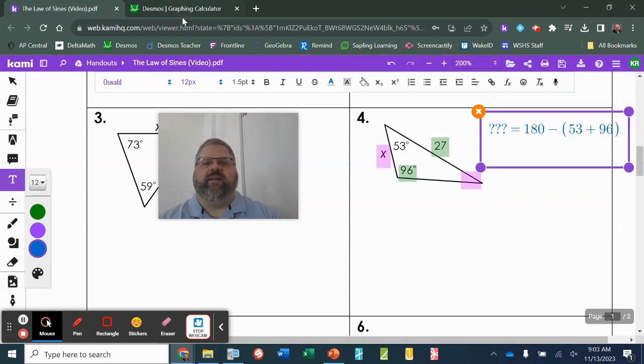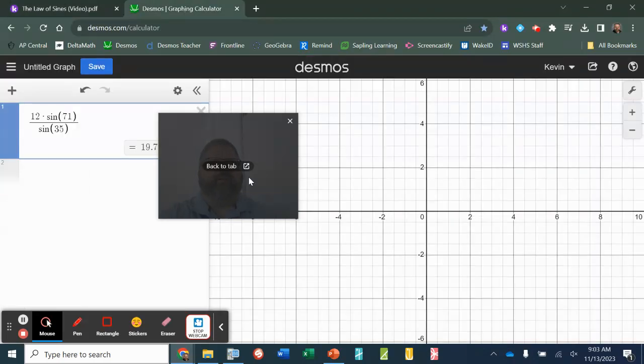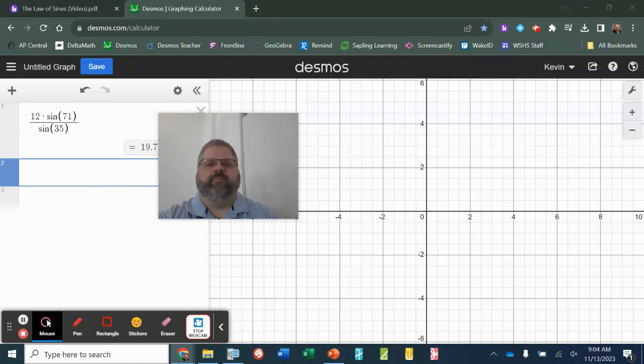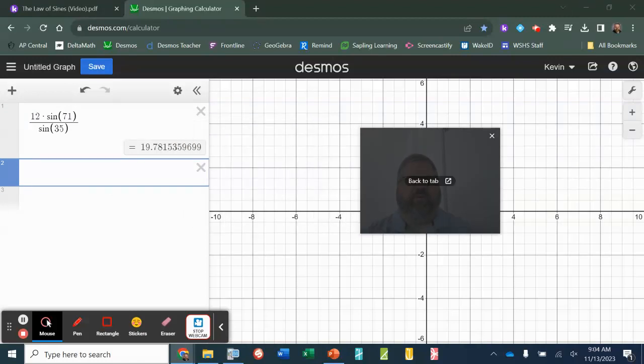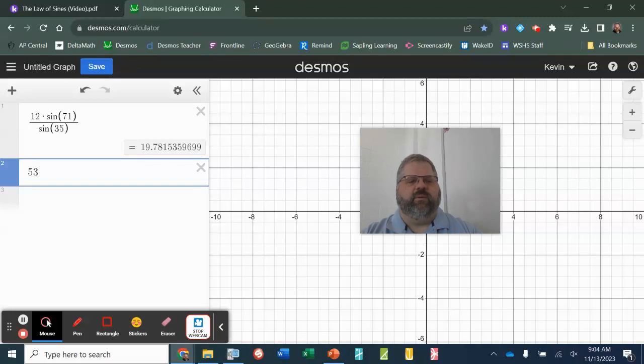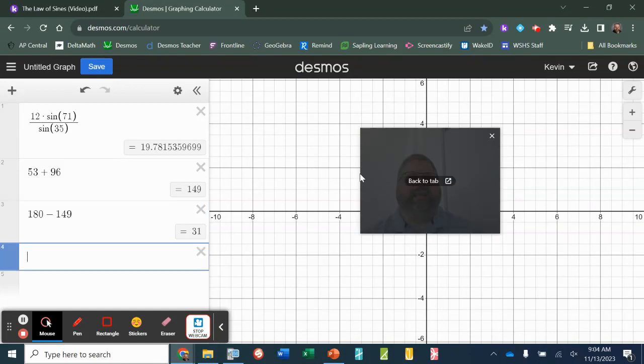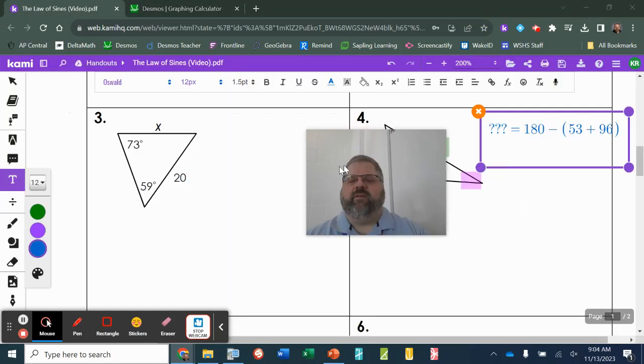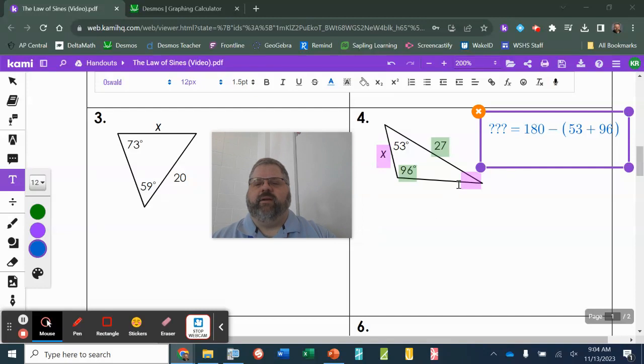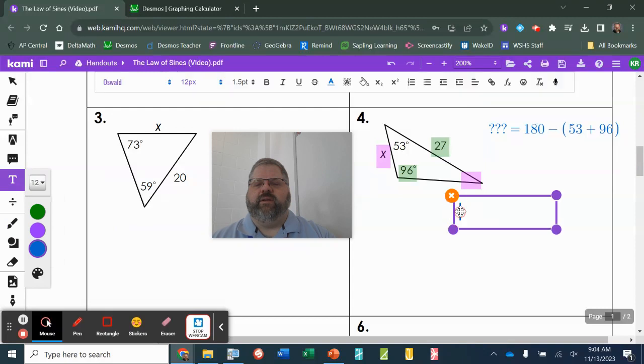So I'm going to come back to Desmos. I want to know what 53 plus 96 is. And then I'm going to subtract that from 180, so 149. That tells me that the missing angle they're not telling us the value of is 31 degrees. So this one right here is 31 degrees. I'm going to go ahead and note that. I'm going to put 31 degrees in here. That's going to be too big, so let's go here. 31 degrees. Okay, so that one is 31.